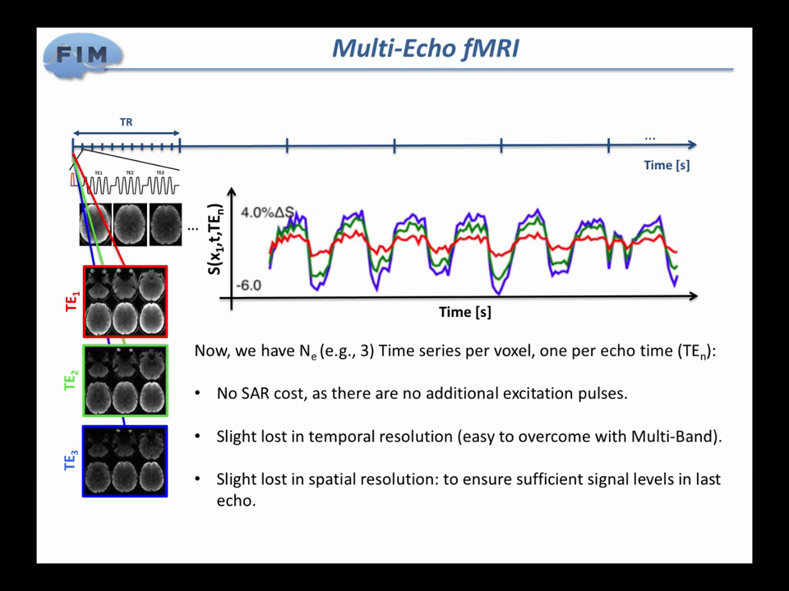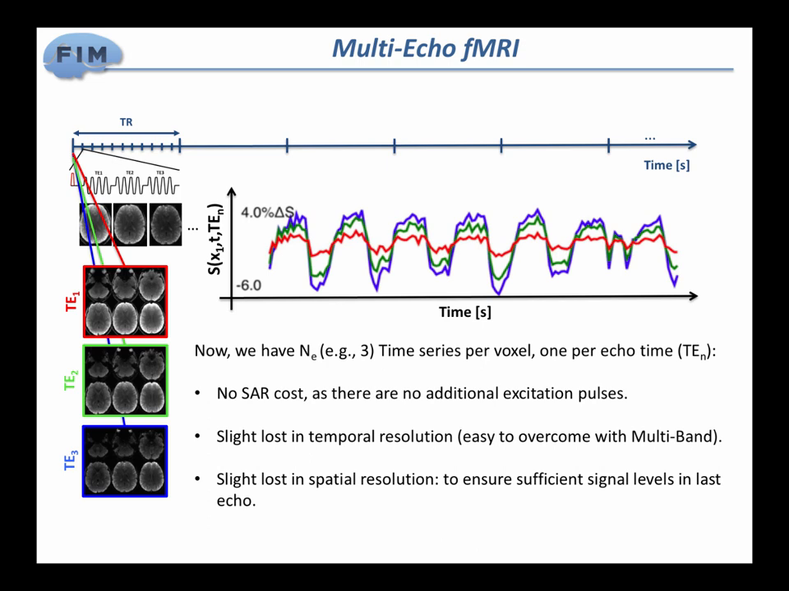Initially, the idea is that we get this extra set of information, these several time series, usually three, although there are some datasets with four or even five echoes, and you do this at no SAR cost because there are no additional excitation pulses. There is a slight loss in temporal resolution because you need extra time to acquire those additional echo times, but the truth is that if you combine multi-echo and multiband, that's no longer a problem, and multi-echo multiband sequences do exist.